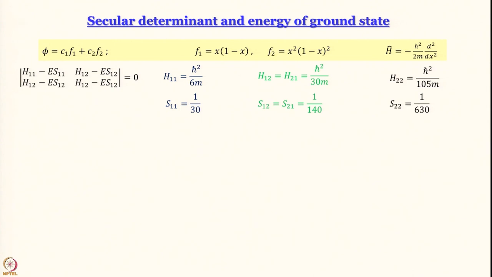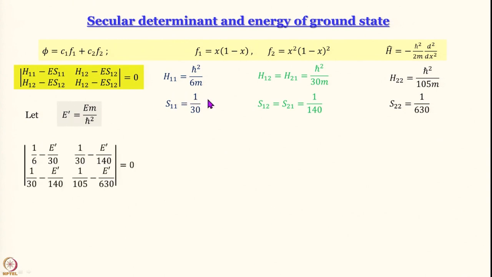I take all these expressions and I plug them into this secular determinant. While doing that, it helps if I work in terms of E dash, which is Em by h cross square, and you can see why. H11, what is H11? h cross square by 6m minus E into S11. So, minus E by 30. So, naturally this m will go up, and so the expression just becomes a little simpler if I write E dashed equal to Em by h cross square, and this is the determinant I get that is equated to 0.